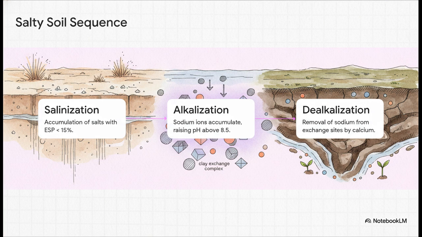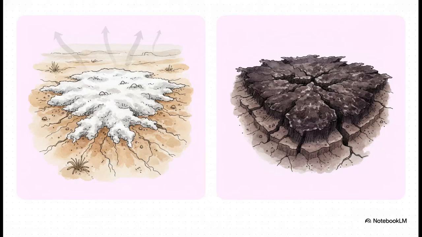Finally, we have dealkalization, which is the removal of that sodium from the exchange sites by introducing calcium and improving the drainage. And this whole sequence gives us a massive visual contrast in these salty soils. During basic salinization, when capillary water evaporates at the surface, it simply leaves behind a white crust of sulfates and chlorides. We call these white alkali soils.